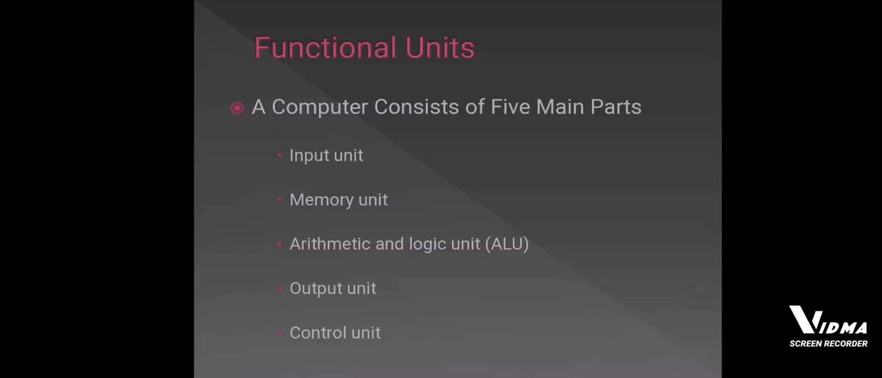So now we are going to see about functional units in computer organization. Here the computer consists of 5 main parts that we all know: input unit, memory unit, arithmetic and logic unit, that we can call ALU, and the fourth one is output unit, and the final one is control unit.